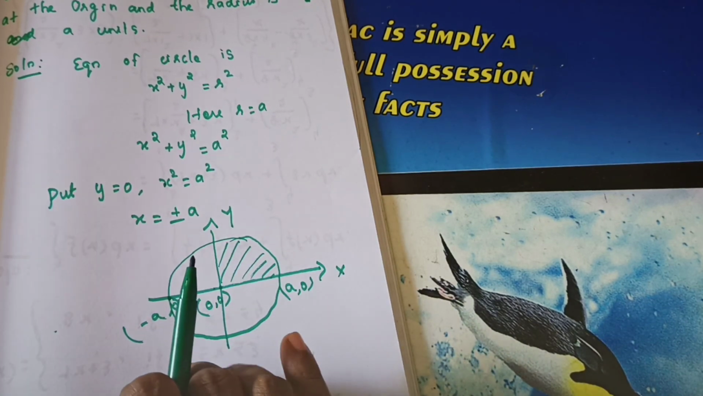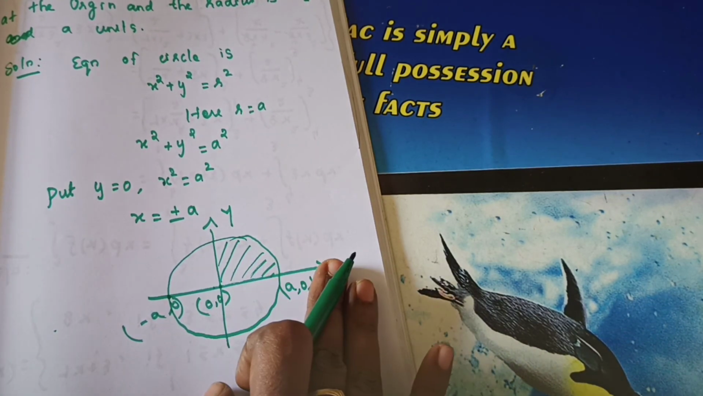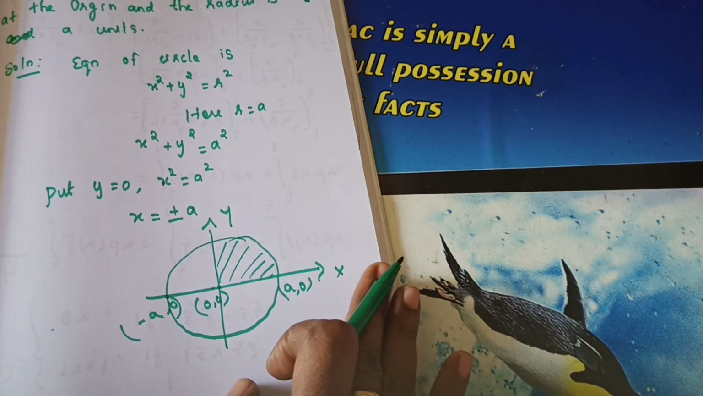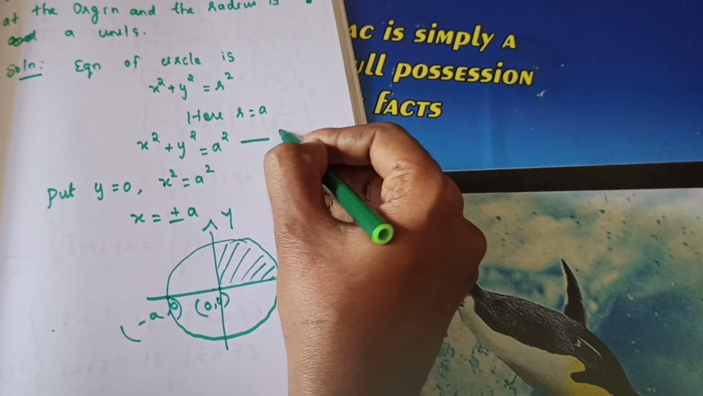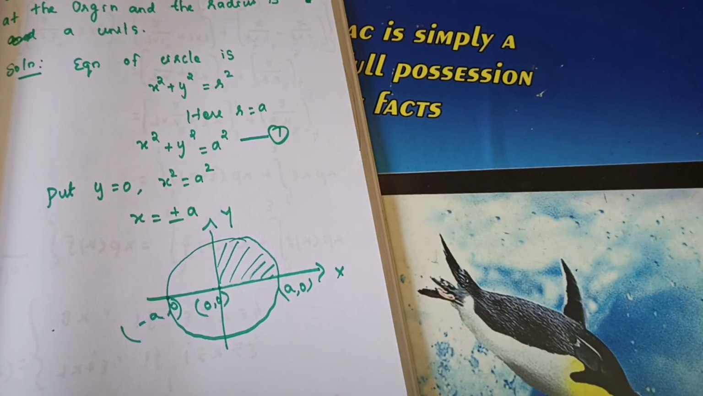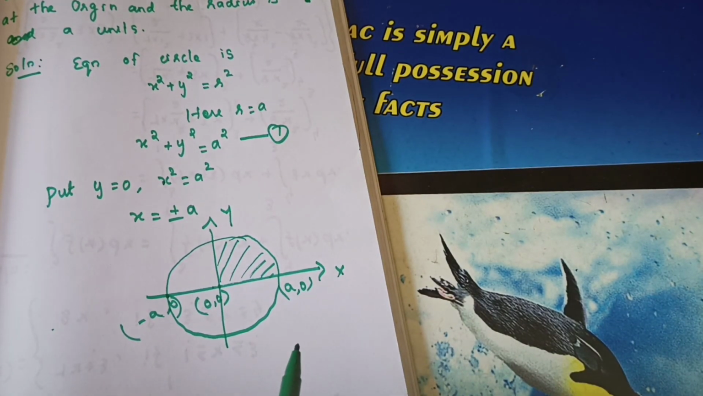Is it right? So 4 times when you are finding, you will get the correct answer. Understand? Since this equation 1 is symmetrical about the axis, in each and every axis it is symmetrical. So the required area is 4 times the area of the first quadrant between the limits 0 and a.